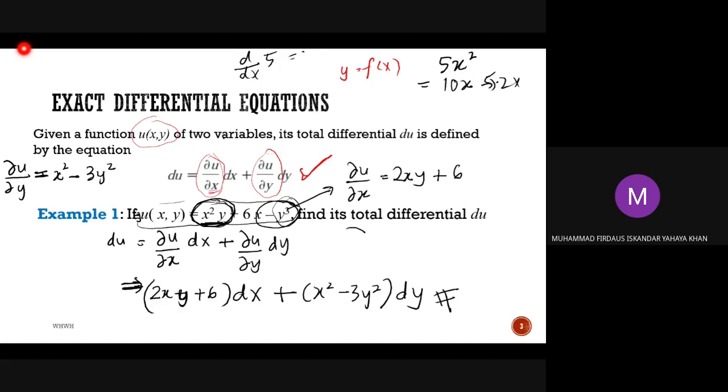Okay, given to you u as y equals to x square y plus 6x minus y cube. Find its total differential du. So maknanya sekarang ni our du is equals to 2xy plus 6 dx plus with x square minus 3y square dy. Okay, so clear everyone at this stage now. You dah faham macam mana nak cari partial derivative respect to x and y respectively. Okay, so that's the point for today, the first point.